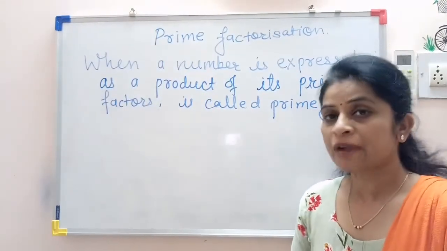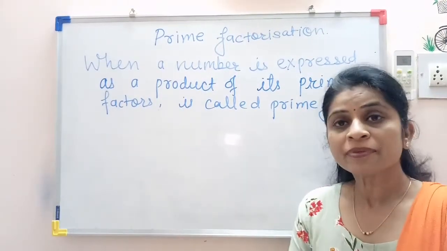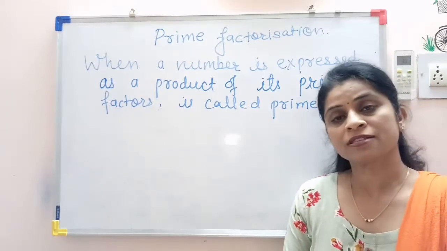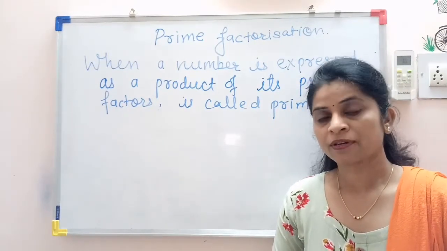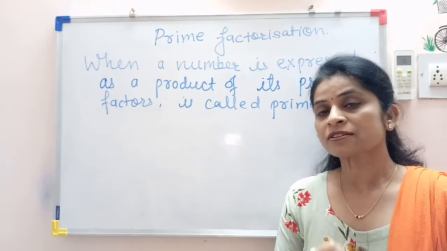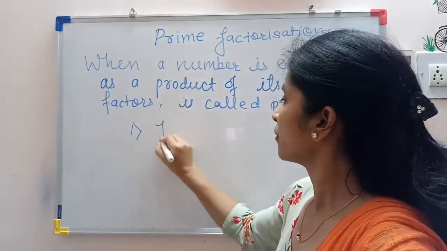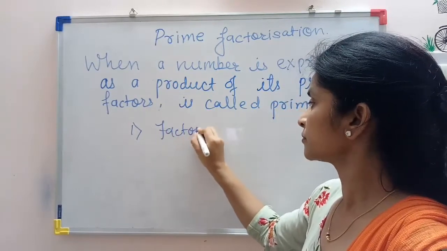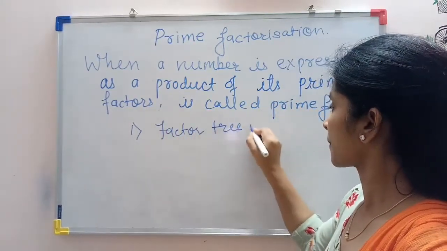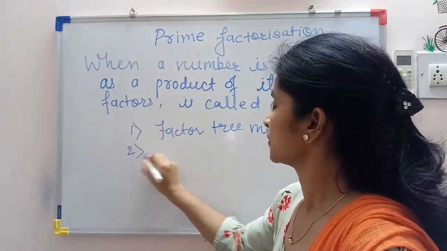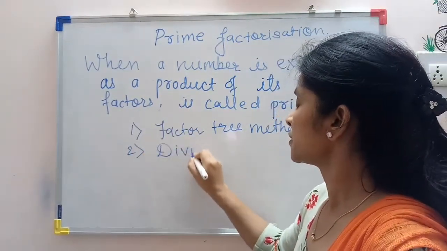Now what is prime factorization? When a number is expressed as a product of its prime factors, it is called prime factorization. For finding the prime factors, there are two methods. One, the factor tree method. Another is the division method.